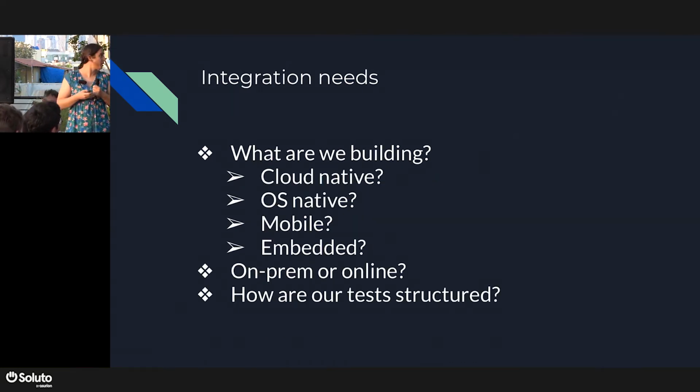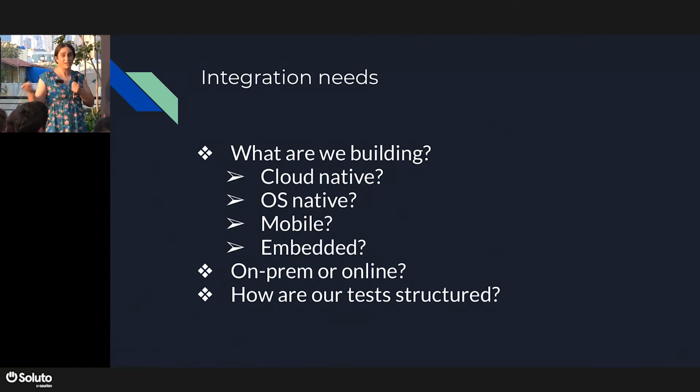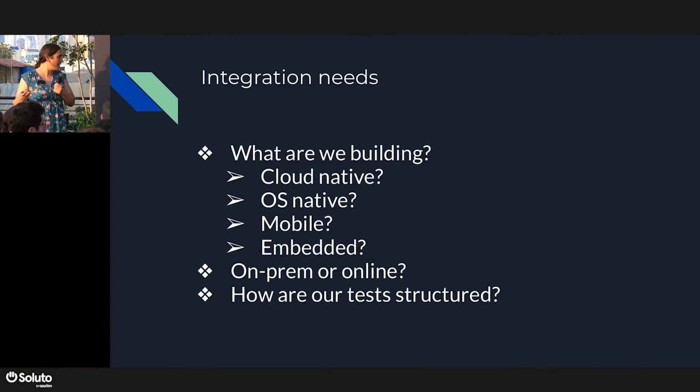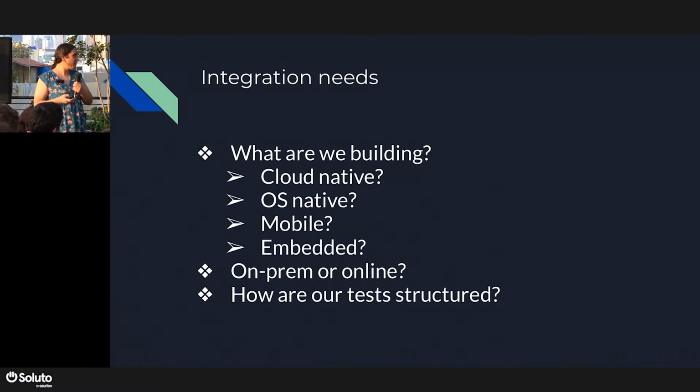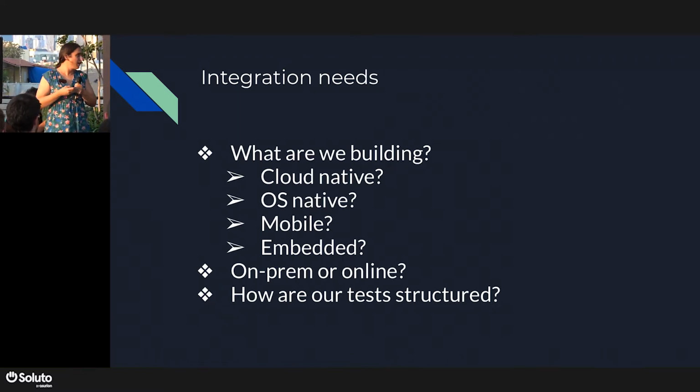Okay, so first, when it comes to integration, the need is, what are we building? Do we have a cloud native target? Do we have an OS native target? Those are going to be very different. Mobile, embedded, IoT, there are just tons of things that companies build. I mean, okay, we're going to have a cloud native session in particular later on, but it's not the only thing that's out there. And are we hosting on-prem or online? That's also a derivative of it. Let's say, for example, if we have an embedded or an IoT target, it may make more sense to be on-prem.